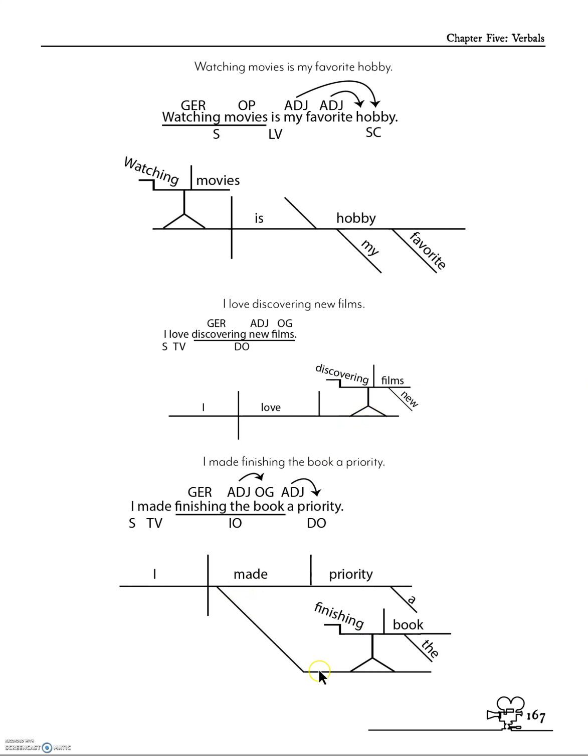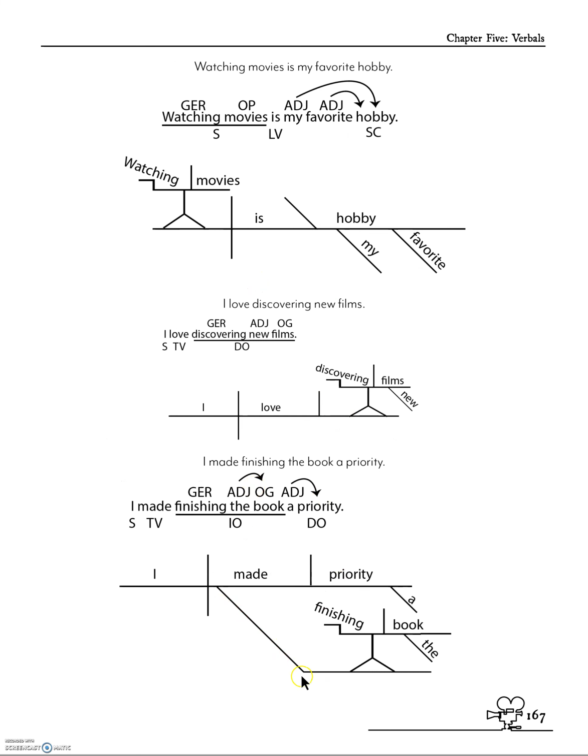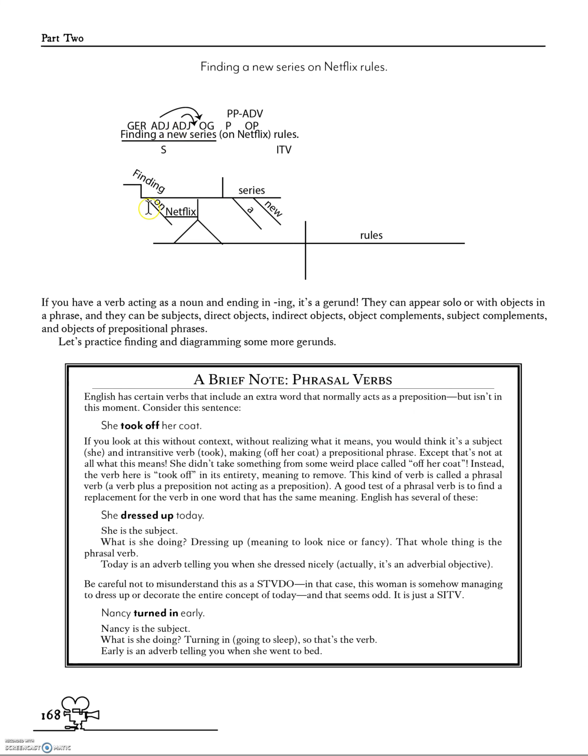And then if you have an indirect object, you're going to just put it on the line. Remember, indirect objects are like this bucket here, but there's no tail. Indirect objects do not have little tails, whereas if you look here, prepositional phrases do. So that's the difference. That's how you can tell an adverb prepositional phrase from an indirect object: indirect objects are like buckets. They don't have tails. All right, moving on. What else? Oh, we have finding a new series on Netflix. So you're finding, where are you finding it? So that's why the on Netflix goes under finding, and then what are you finding? A new series. Okay, so that's gerunds.